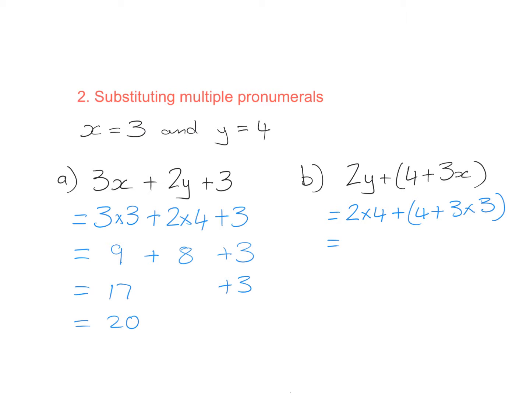Alright, well, 2 multiplied by 4 is 8, added 2. Now I'm going to be careful with my brackets. I'm going to do my multiplication first, because 3 multiplied by 3 is 9. Alrighty, added to my 4. So that's going to be 8, add 4 plus 9 happens to be 13. And 8 add 13 now is equal to 21.